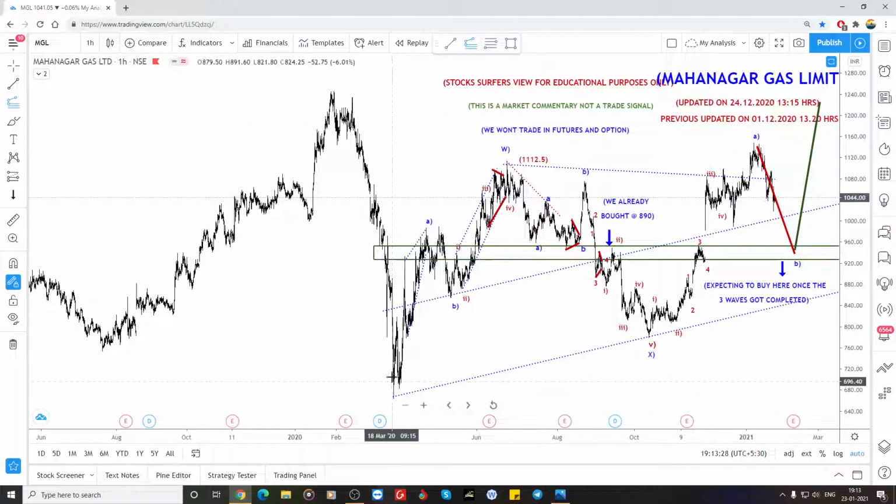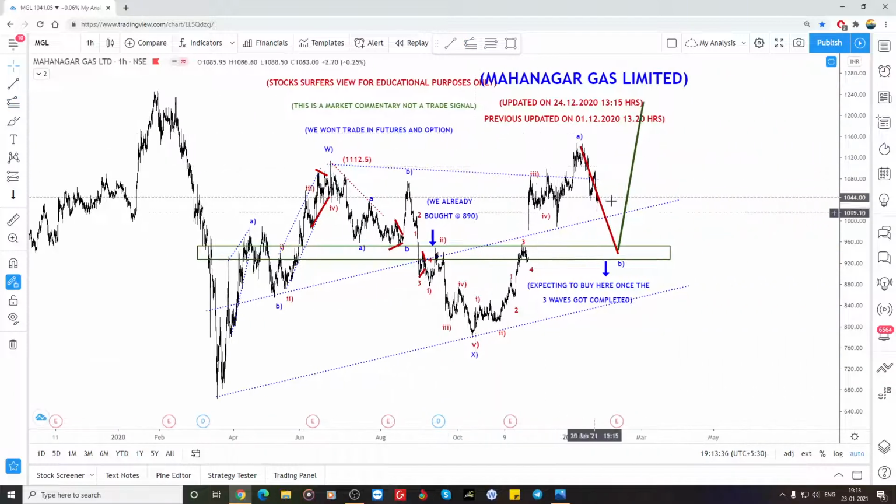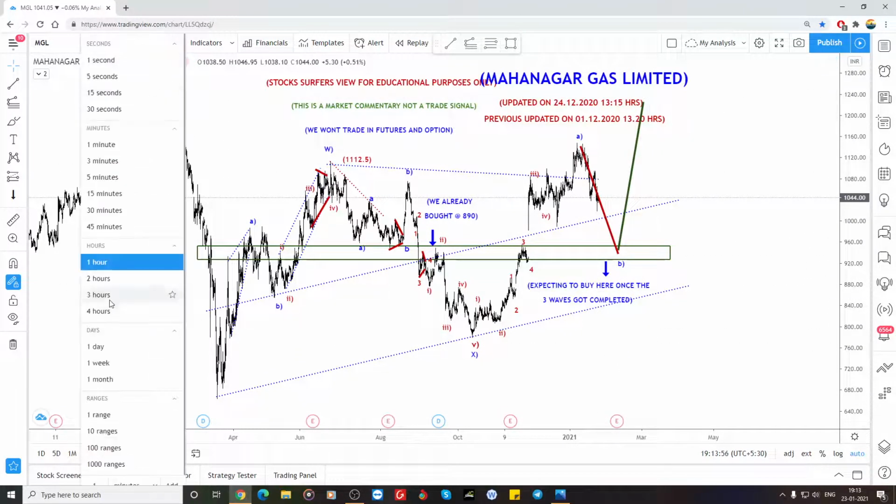So here it's a zigzag. A, B, C is a zigzag as a W, and this is the X. So this 5-wave structure is the A. So after the B, we may see one more wave to the upper side. It could break this high also. So we need to allow it to form the 3-wave structure. Then only we come to know whether it is a 3-wave structure or it could be an impulsive wave to the downside to break this low. So that is also possible.